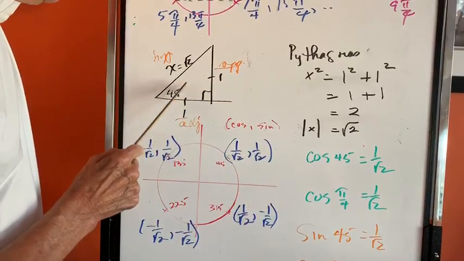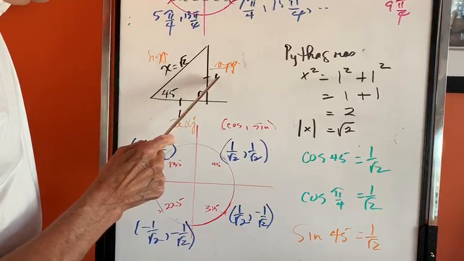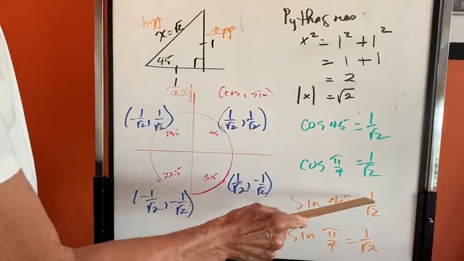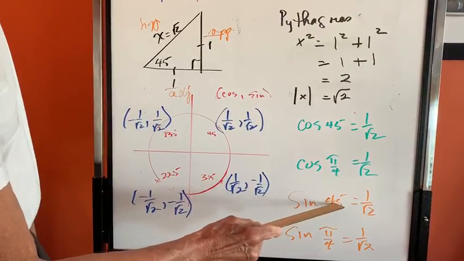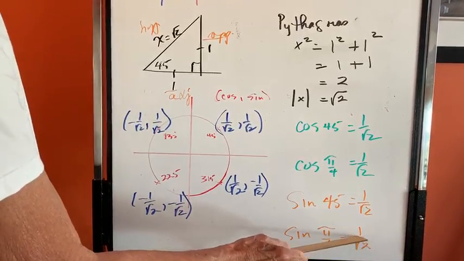Now let's go back to opposite over hypotenuse. That's going to be sine. So the sine of it is going to be opposite over hypotenuse. Same with pi by 4, the sine is opposite over hypotenuse.